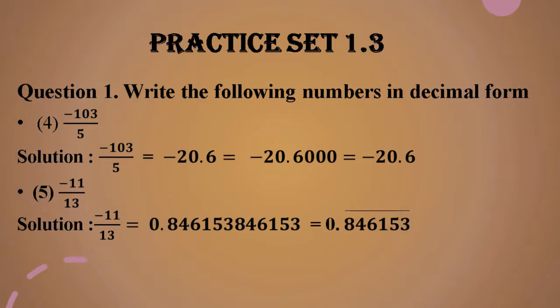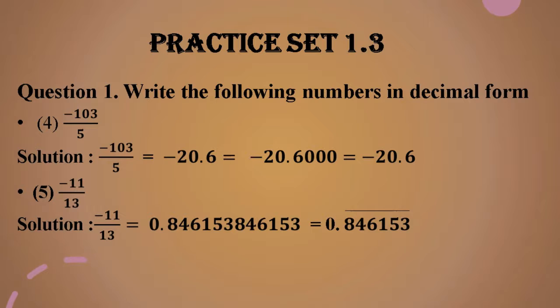Question number 4, minus 103 by 5. When we divide 103 by 5, we will get 20.6. Therefore, minus 103 by 5 is equal to minus 20.6, which is equal to minus 20.6000, which is equal to minus 20.6.